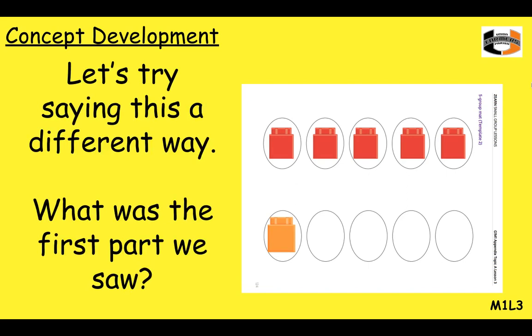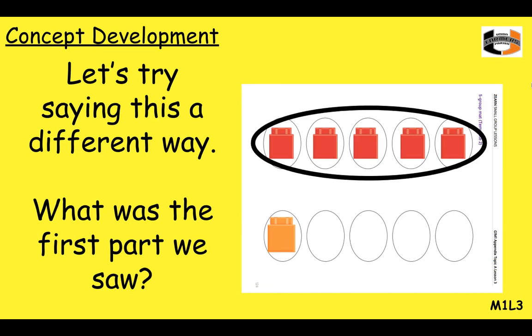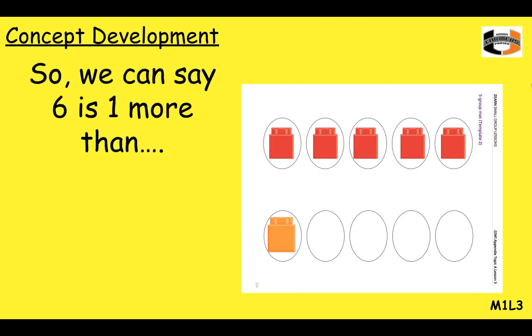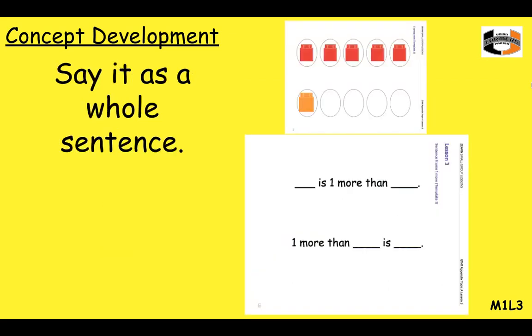Let's try saying this a different way. What was the first part we saw? Right, we saw the 5 first. How many more did 5 need to make 6? 1 more. So we can say 6 is 1 more than 5. Say it as a whole sentence.